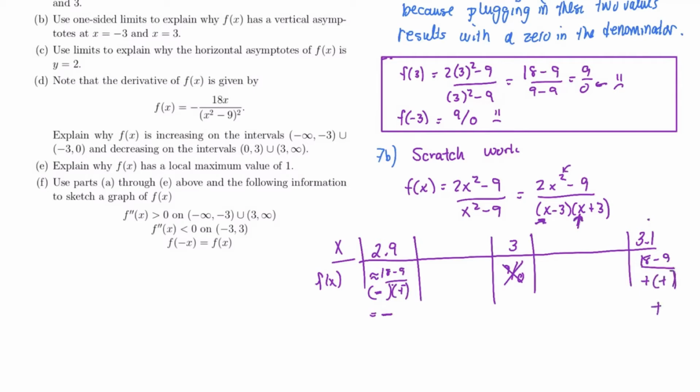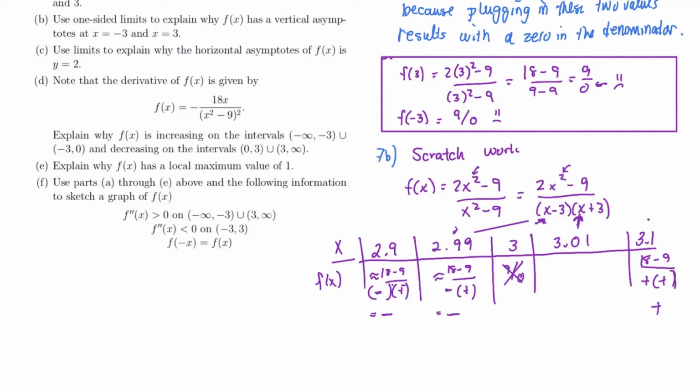Now, let me pick smaller numbers closer to 3, so 2.99 and 3.01. Again, when you square the 2.99, this is really close to 3, so that's like 9. 2 times 9 is 18, so this is almost 18 minus 9. But here, when I plug in 2.99 into that one, that's negative, and then the next one is positive. So I still get a negative answer.